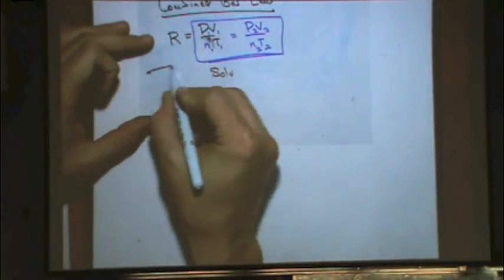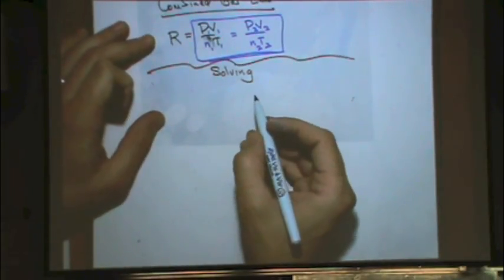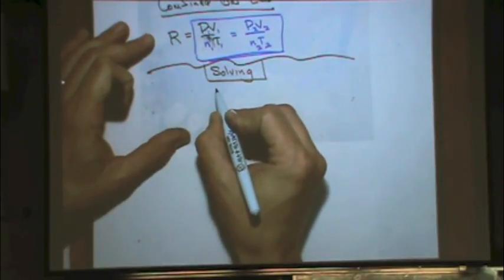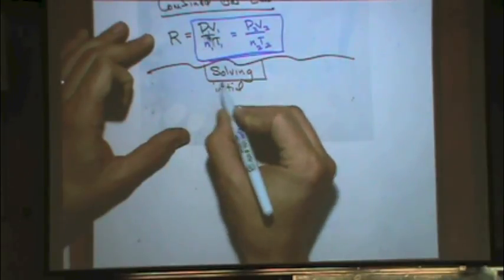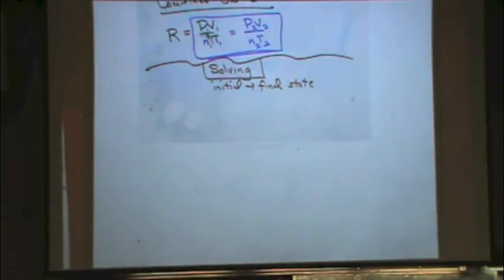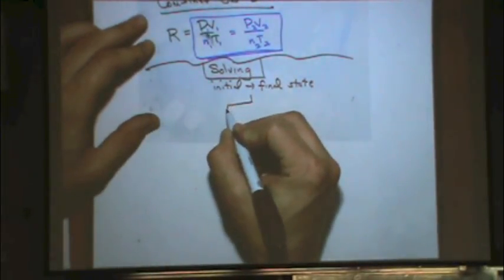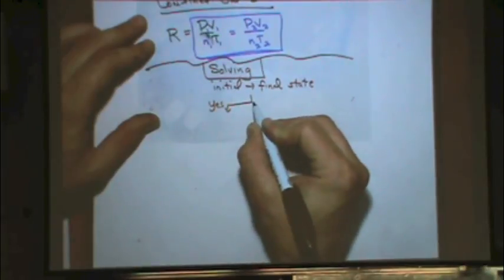So, how to solve problems? I ask myself a simple question. Is there some initial to final state change? So is volume changing, is pressure changing, is anything changing? That's the question I ask when I'm doing a gas law. And really, it's yes or no.